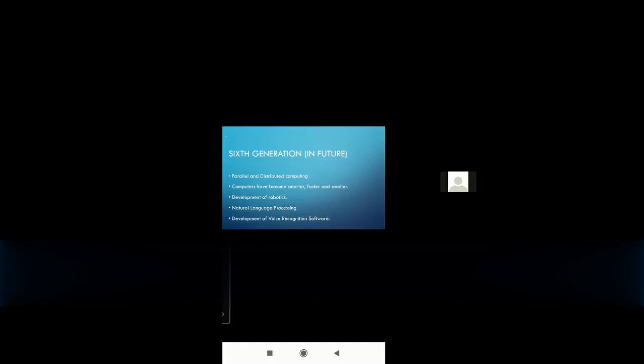Sixth generation, in future. In future, parallel and distributed computing. In sixth generation, they are going to talk about robotics, that a robot could understand our feelings also. Computer has become smarter, faster, and smaller also. Development of robotics.